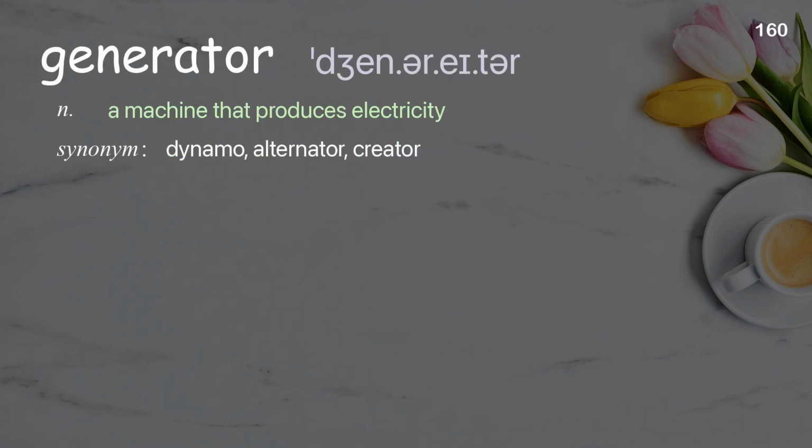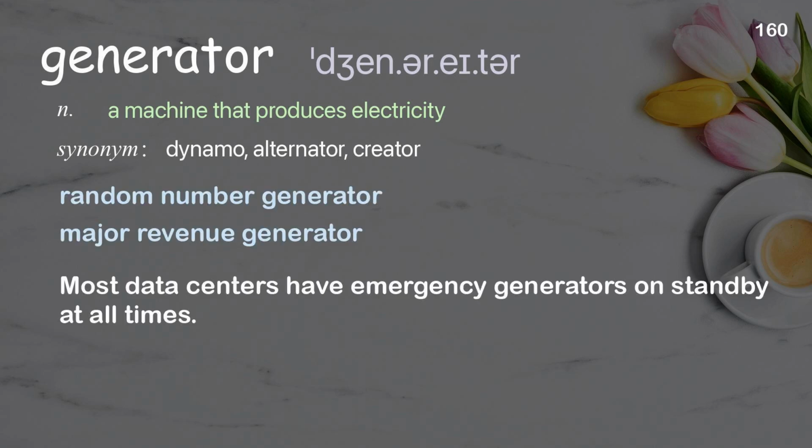Generator: a machine that produces electricity. Examples: random number generator, major revenue generator. Most data centers have emergency generators on standby at all times.